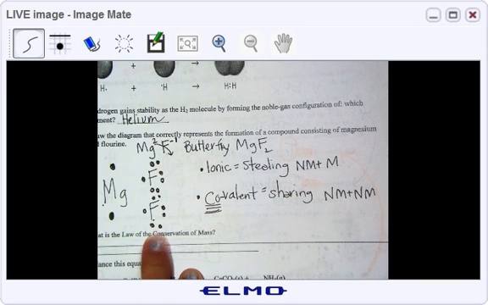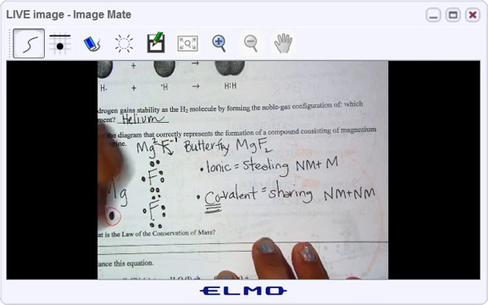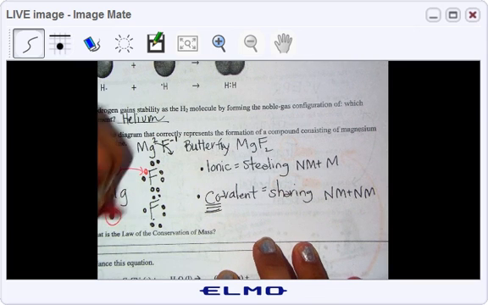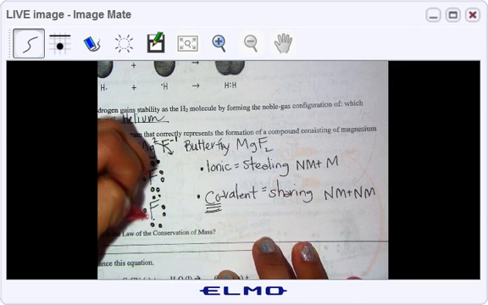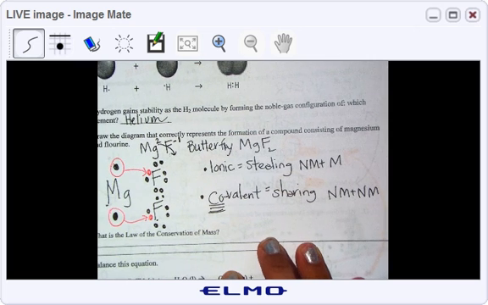Okay, fluorine only needs one more to get to the octet. So what's going to happen between these two, this one for magnesium will go here, and this one will be stolen to here. Stolen or given, however you want to look at it.